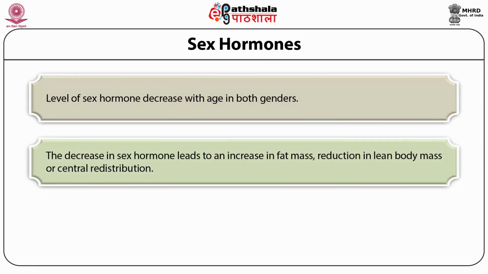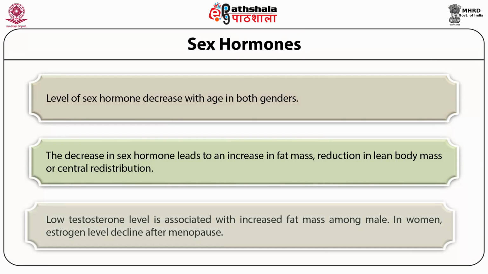A decrease in sex hormones leads to an increase in fat mass, reduction in lean body mass, or central redistribution of the fat. In males, testosterone level decreases sharply between age 40 to 60 years. Low testosterone level is associated with increased fat mass among males. In males, the increase in fat mass converts testosterone to estrogen with the help of the enzyme aromatase.